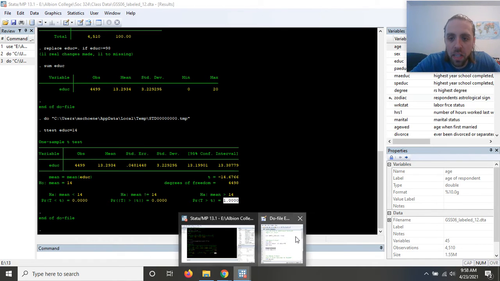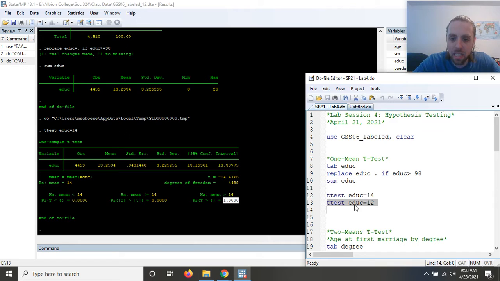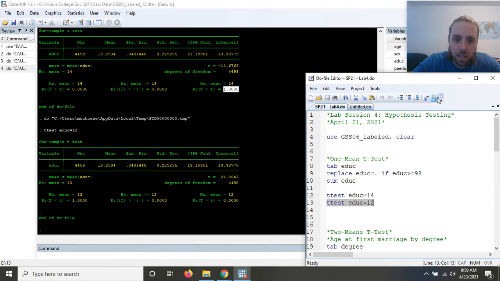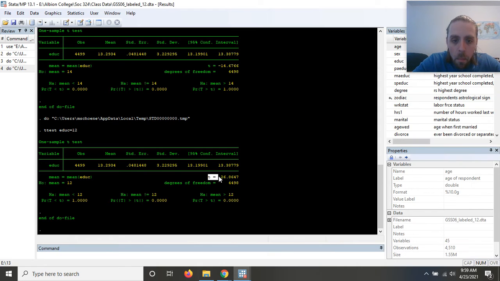What would this look like on the other side? Well, we can do a t-test for education equals 12. So now the predetermined value is 12. The sample mean is still going to be 13.29. Let's see what changes with the t-test. Well, notice how now the mean, the standard error, and the standard deviation are identical, but the t-value that you see is much different. It's because it's a different comparison.